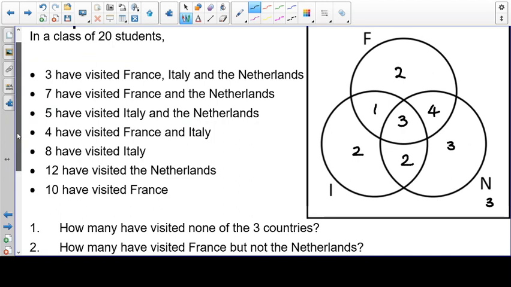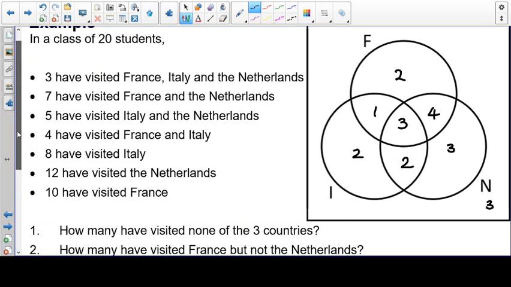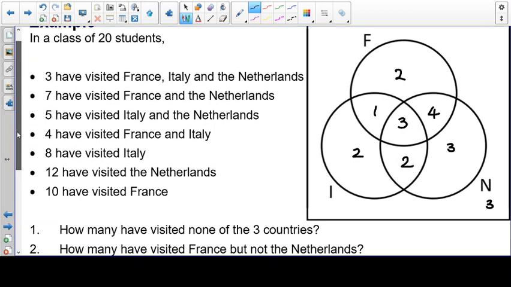How many students have visited none of the 3 countries? 3. How many have visited France but not the Netherlands? So these have visited France, these have visited the Netherlands. So the ones that have visited France but not the Netherlands are these 3 here, including the 1, no mention of Italy. So it's 3.